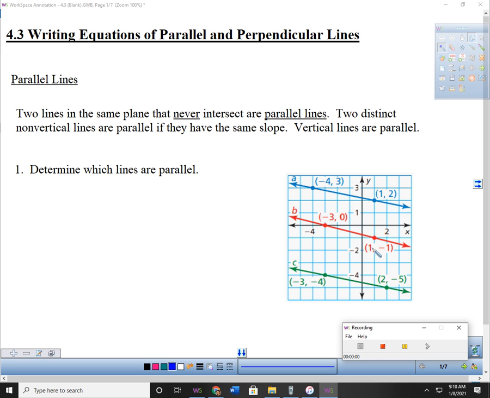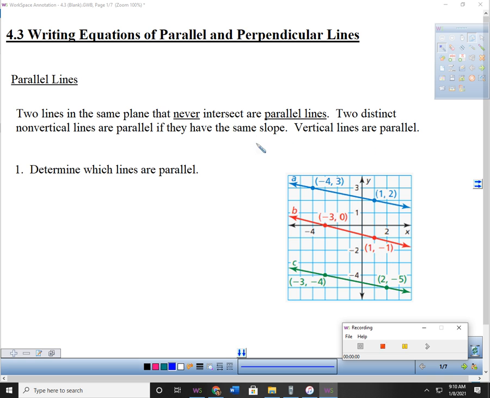Okay, so in 4.1 and 4.2, we were learning about how to write the equation of a line if we have 2 points, or if we have the slope and the y-intercept, or a point and the slope. And today we're going to talk about parallel and perpendicular lines. So parallel lines are two lines in the same plane that never intersect. They never ever touch. So two distinct non-vertical lines are parallel if they have the same slope.